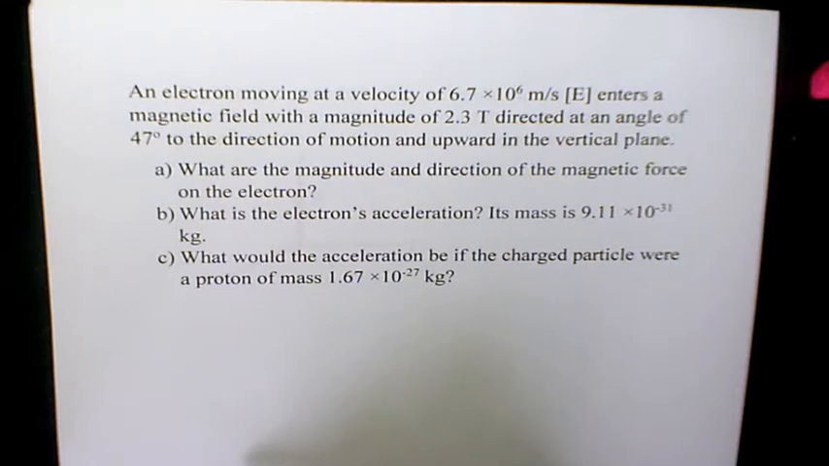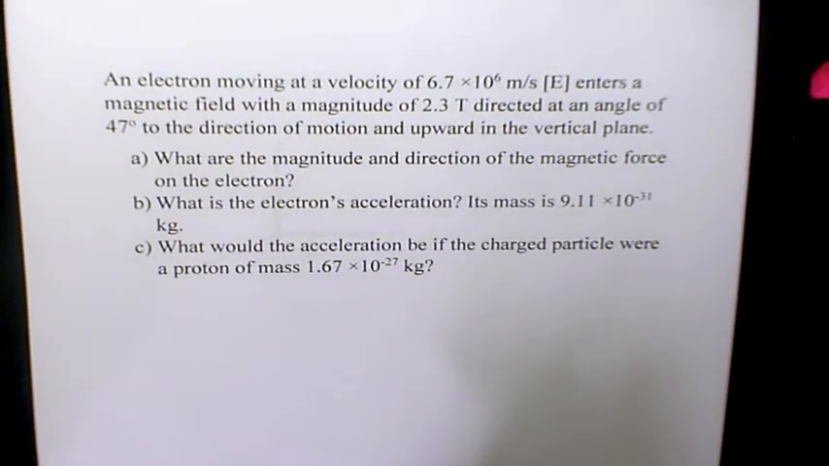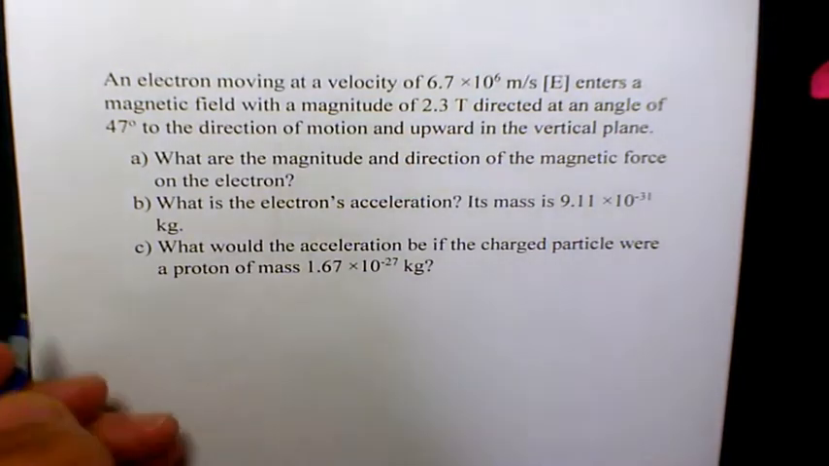Part B, what is the electron's acceleration if its mass is 9.11 times 10 to the power of negative 31 kilograms? And part C, what would the acceleration be if the charged particle were a proton of mass 1.67 times 10 to the power of negative 27 kilograms? Let's start with part A.